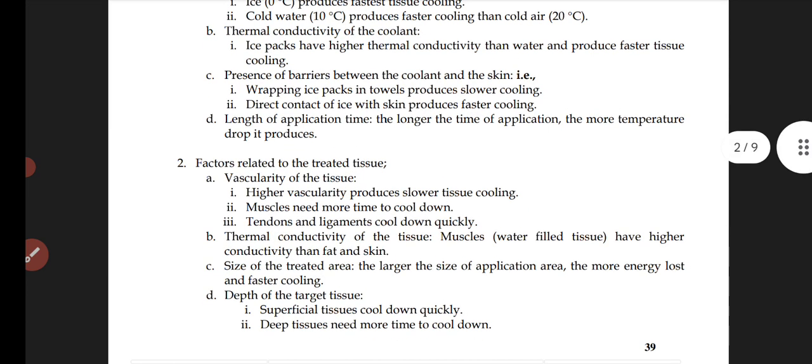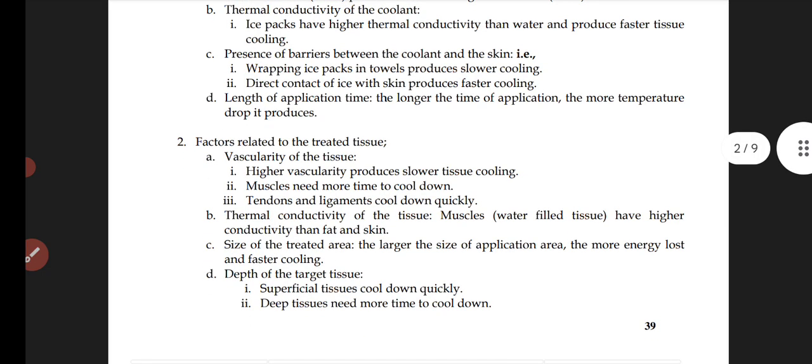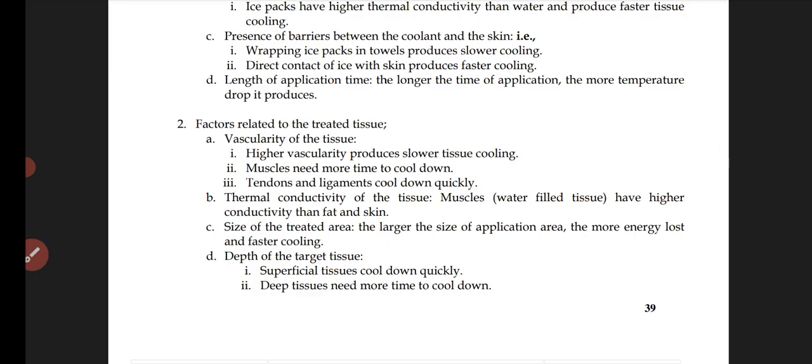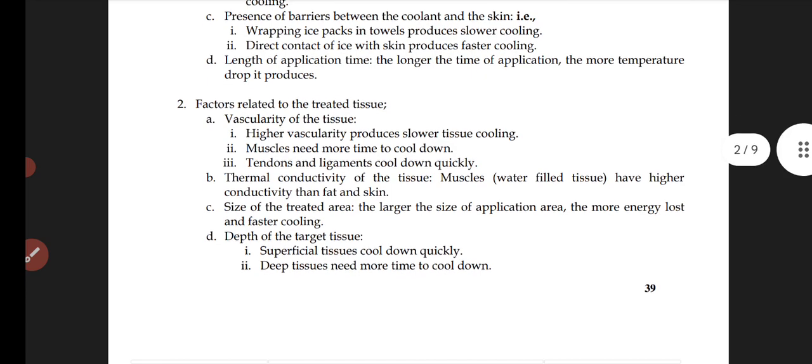And number 2, factors related to the treated tissue. Number A is the vascularity of the tissue. Higher vascularity produces slower tissue cooling. Muscles need more time to cool down. Tendons and ligaments cool down quickly. Number B is the thermal conductivity of the tissue. Muscles, which are water-filled tissue, have higher conductivity than fat and skin.